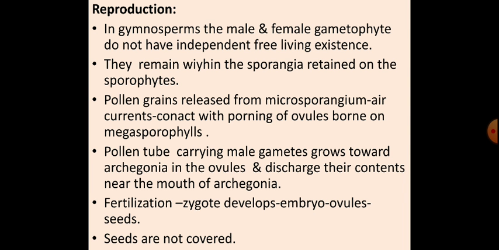See, in gymnosperms, male gamete and female gamete do not live independently. Male gamete is formed, female gamete is formed. Male gamete is pollen grain, female gamete is ovule. Keep it in mind. Now they don't live independently. They remain inside the sporangia. The pollen grain will remain inside the microsporangium and the female gamete, the ovule, will remain inside the megasporangium.